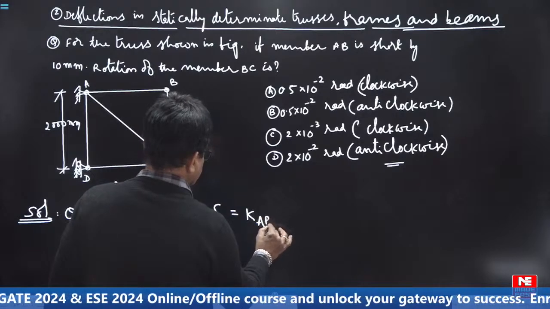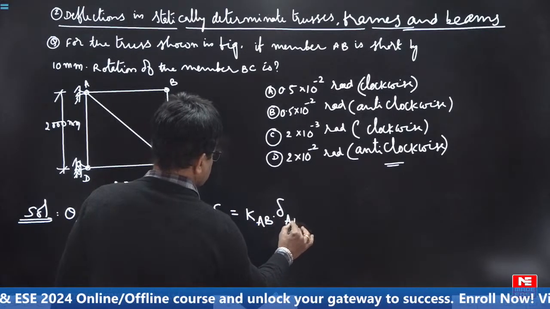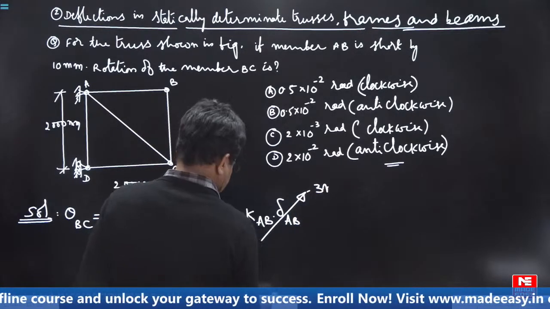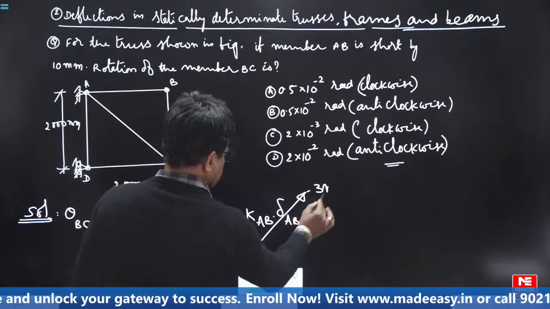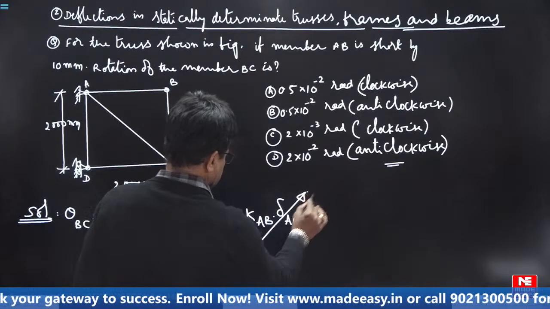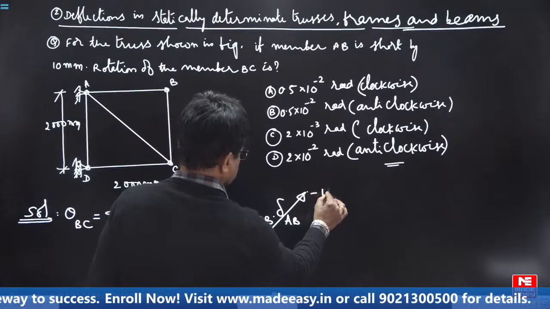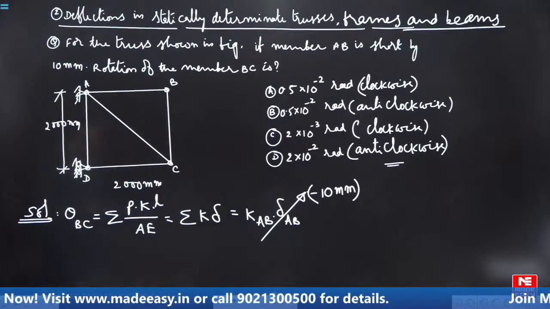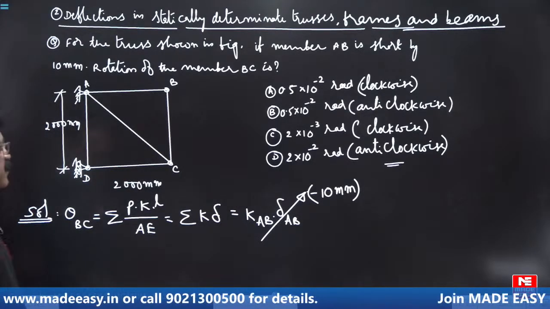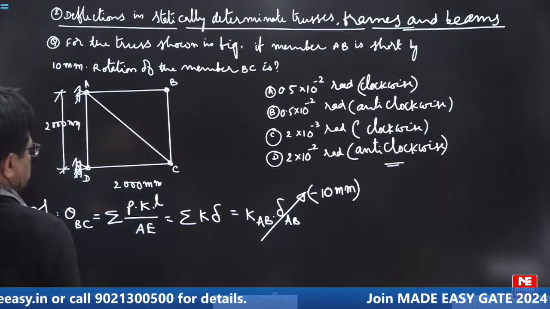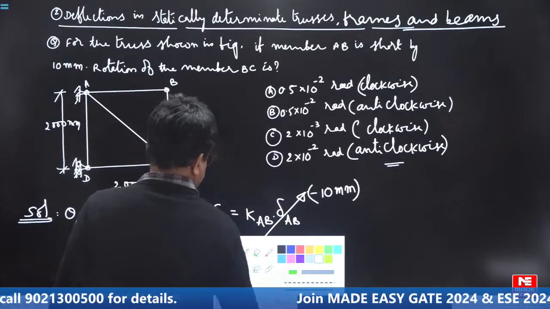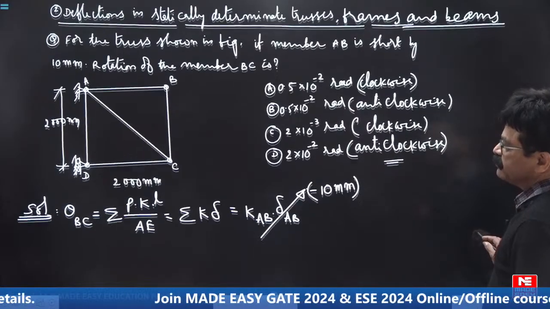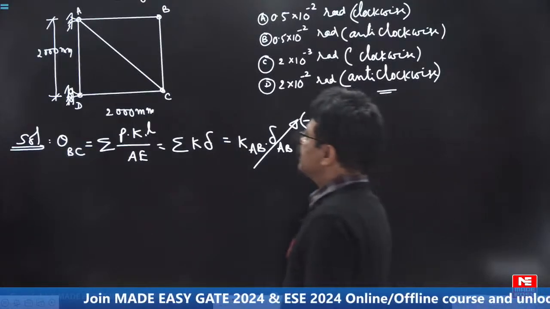So KAB into delta AB. This is minus 10 mm. So KAB you have to find by applying the force. See KAB, how much you will get? You have to apply unit couple. Theta BC means you have to apply unit couple.